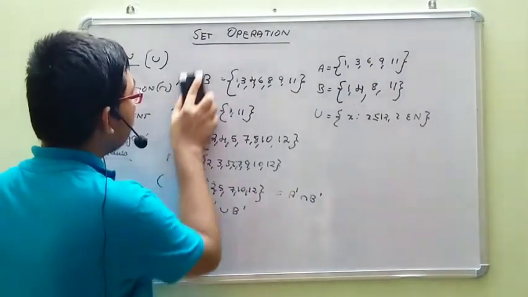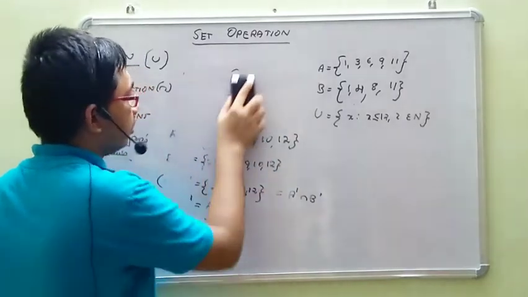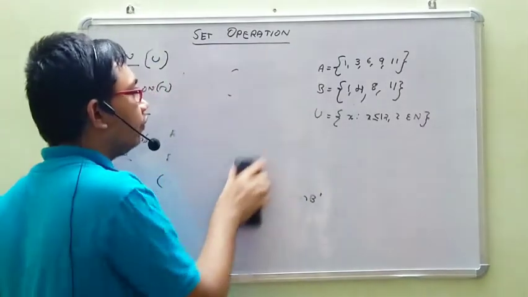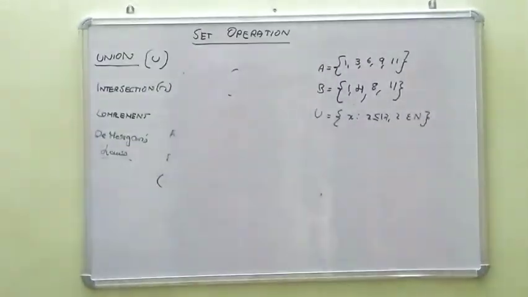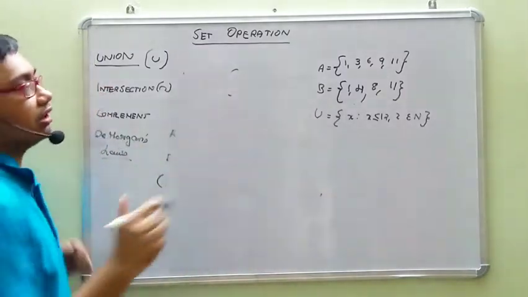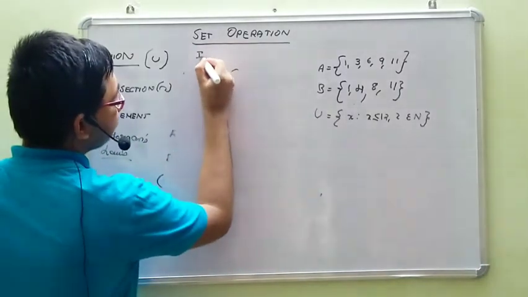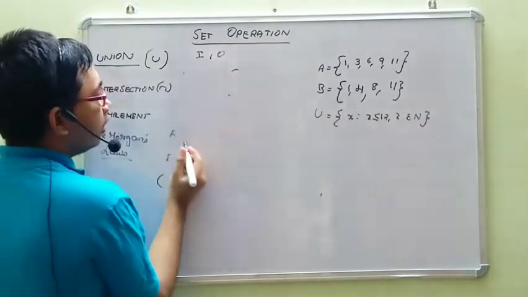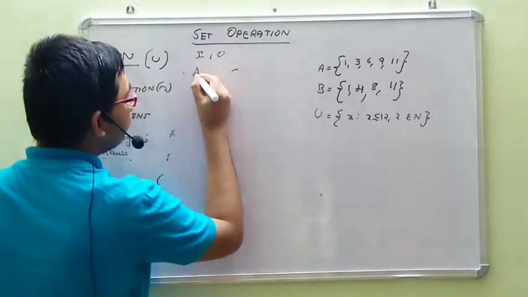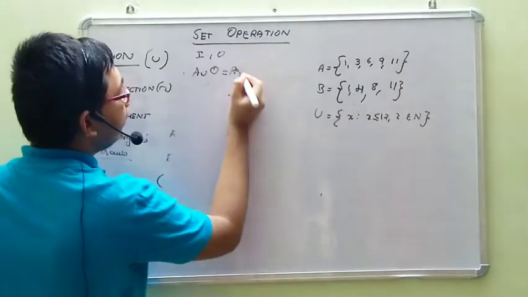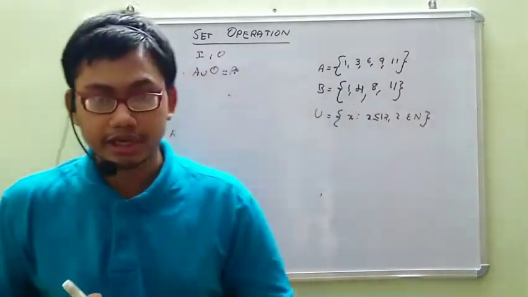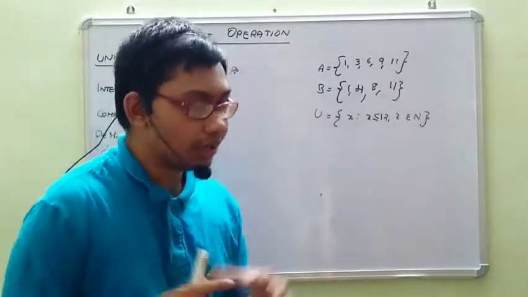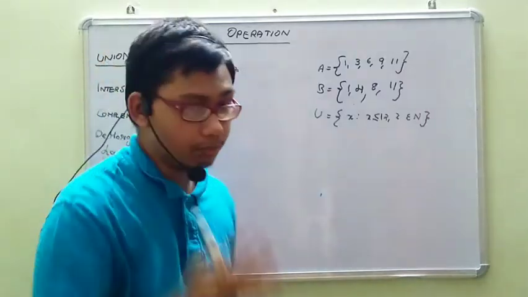Now, is there any element, like, if we are defining some set I and O. What is O? A union O will be equal to A. We have studied additive identity and multiplicative identity, right? Here what we can do is relate union to addition, and intersection can be related to multiplication.